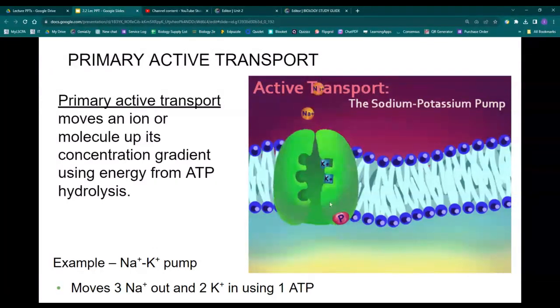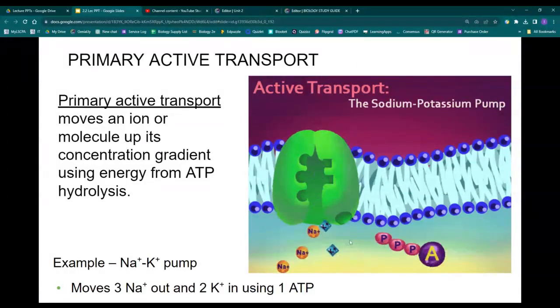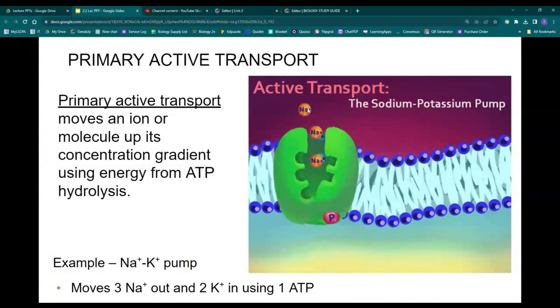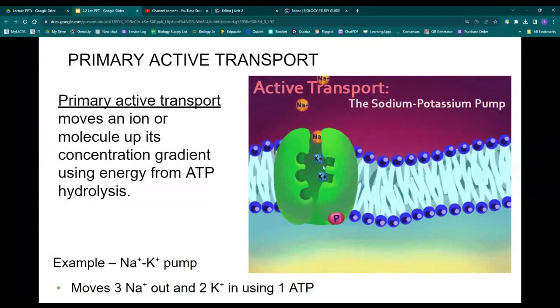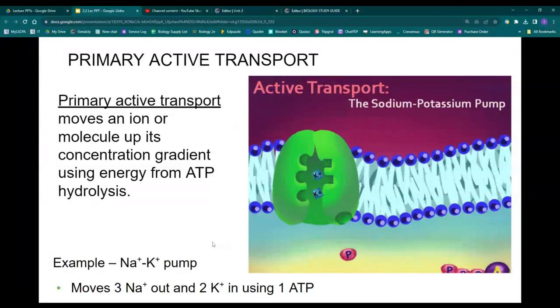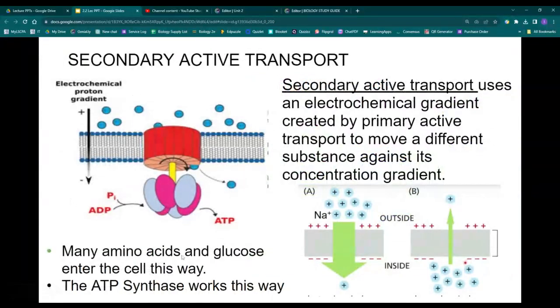Now the reason why we want to do this is because now we've created a chemical gradient where we have tons and tons of positive sodium on the outside and we have positive potassium on the inside, but it's not nearly as much because we're pumping more sodium out than we're pumping potassium in. And we allow some of that potassium to leak back out, which means that we have even more positive on the outside and more negative on the inside. This sets us up perfectly for secondary active transport.